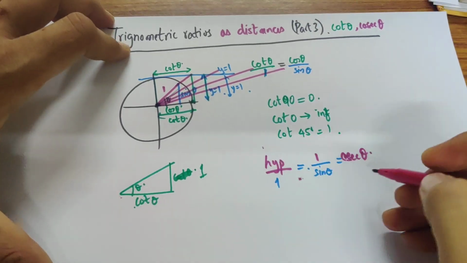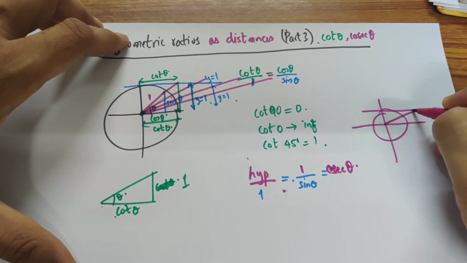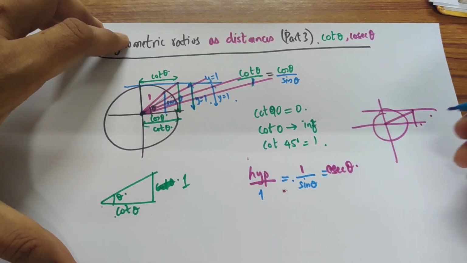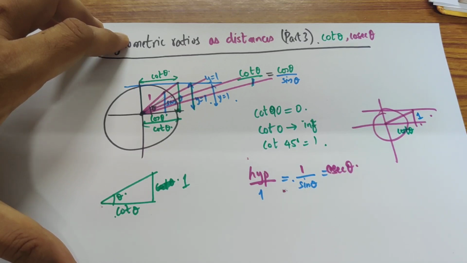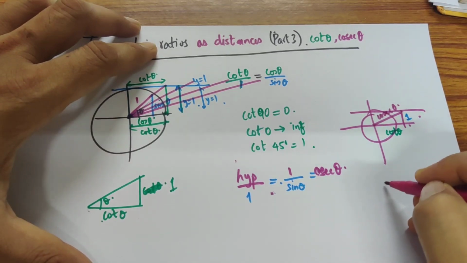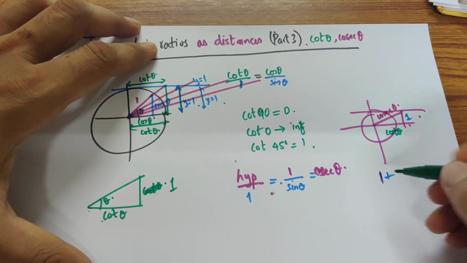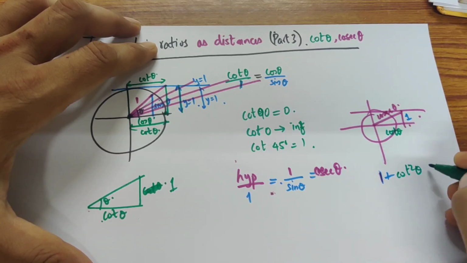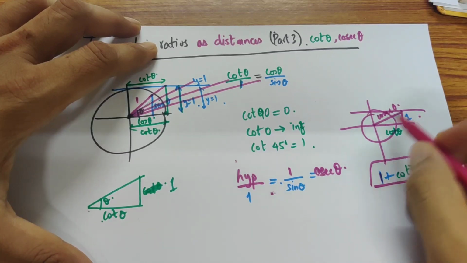Okay, so let's draw the triangle again. The triangle we are talking about is of course the unit circle, vertical line. This is the triangle of interest. This is 1, this is cot theta, and this is cosecant theta. So again the trigonometric identity will be 1 plus cot square theta is equal to cosecant square theta. This trigonometric identity also comes out from this triangle.